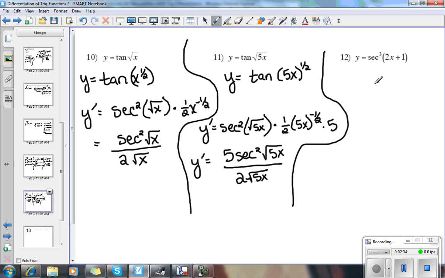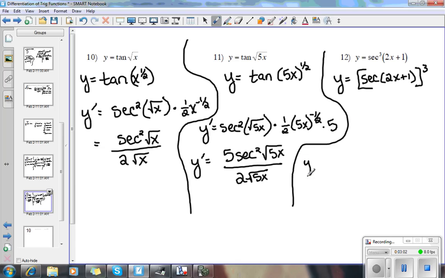All right, next one. We have here secant of 2x plus 1, and that whole thing is raised to the third power. So that's what that secant cubed means. So I've got three functions. My outermost function is something to the third power. The next layer in would be secant, and then the innermost would be 2x plus 1.